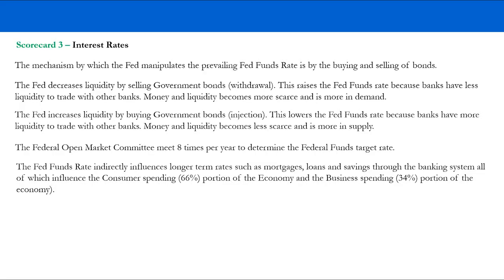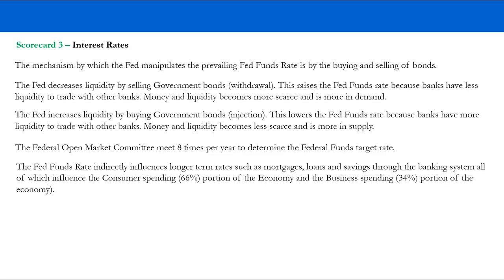Now, the opposite holds true as well, where if the Fed wants to increase liquidity, they buy government bonds, thus injecting money into the system. This has the effect of lowering the Fed funds rate, because banks have more liquidity to trade with when trading with other banks. And therefore, money and liquidity becomes less scarce and is more in supply.